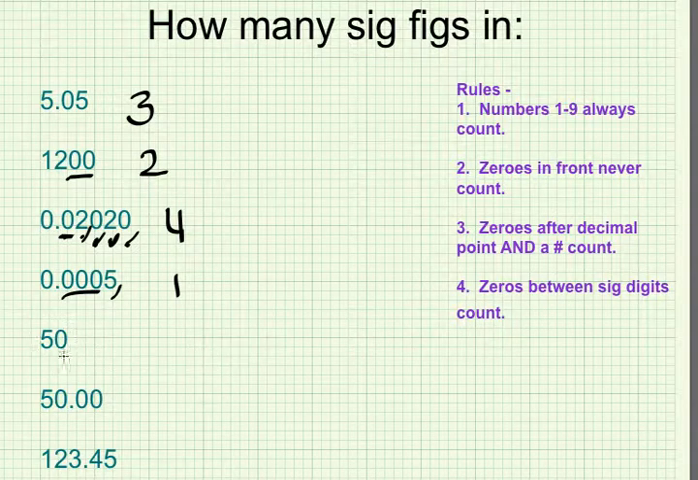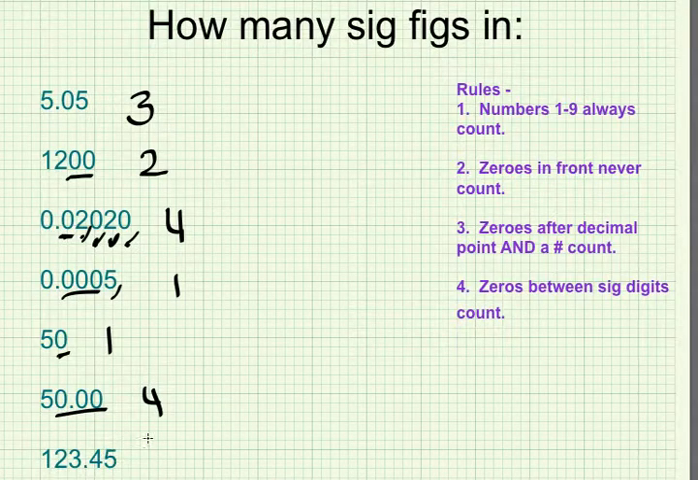What about this guy? All right, we know the 5 counts, but will the 0 count? And this 0 is going to behave just like this 0 up here. It is just a placeholder. I'm only going to have 1 significant figure. But now we get these guys, and you'll see that these 2 at least are to the right of a decimal, but it's continuing from the 5, and it's to the right of the digit. And so all of those are going to count, which is going to give us 4 significant figures.